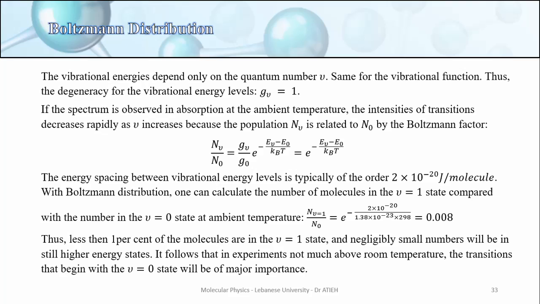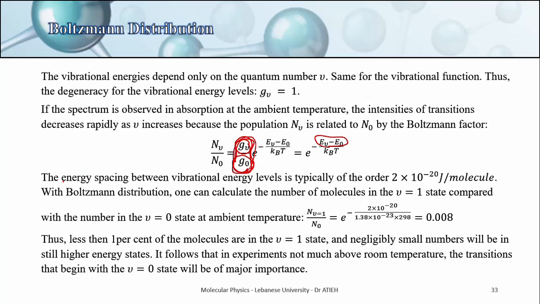If the spectrum is observed in absorption at ambient temperature, the intensities of transitions decrease rapidly as nu increases, because the population n nu is related to n0 by the Boltzmann factor. So as you can see here, contrary to the previous discussion in the case of rotation, here g nu and g0 are both equal to 1. So there is no coefficient that depends on the quantum number nu. The only dependence on nu lies in the energy. And when the energy increases, the exponential will decrease.